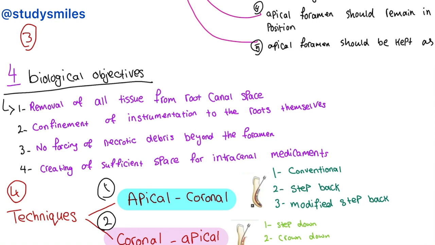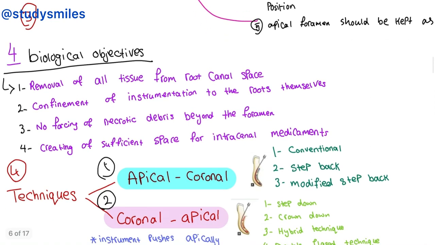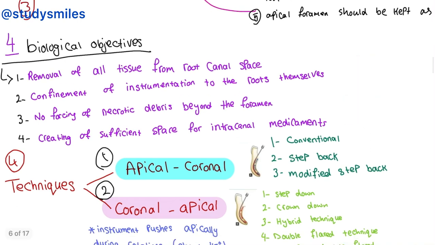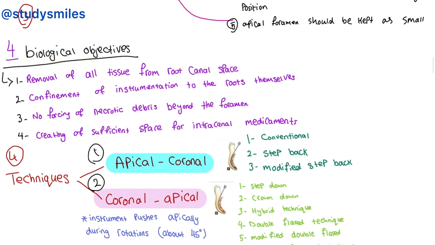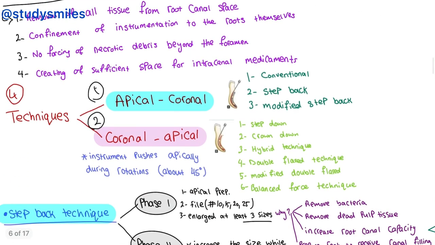So there are 4 biological objectives that we have to consider. The first one is removal of all tissue from the root canal space. Second, confinement of the instrumentation to the roots themselves. Third, no forcing of the necrotic debris beyond the foramen. So while we're doing the root canal, we shouldn't keep pushing if there's any necrotic debris. And also creating sufficient space for the intracanal medicaments. So these are the 4 biological objectives that we have to respect.